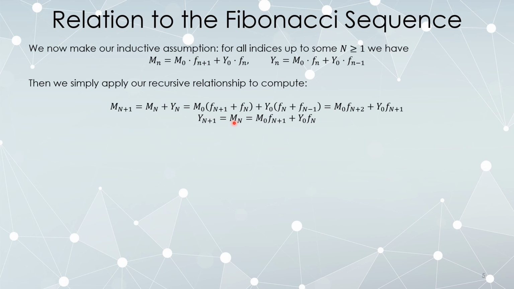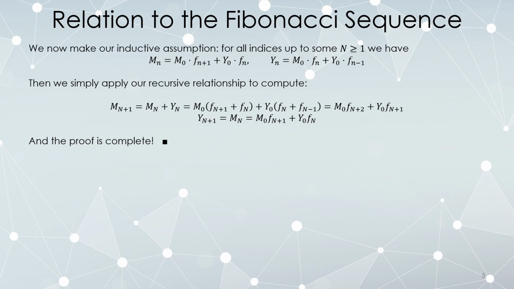We inductively assumed that M sub capital N is given by M sub 0 F capital N plus 1 plus Y0 F capital N, right there, which is exactly equal to what this formula would predict if this index were capital N plus 1. M naught times F N plus 1, Y naught times F N. And that's exactly what we get. So having assumed that both of these hold for all indices up to capital N, both of them also hold for index capital N plus 1. That completes the proof. We've inducted on two sequences simultaneously, but that is something you can do.